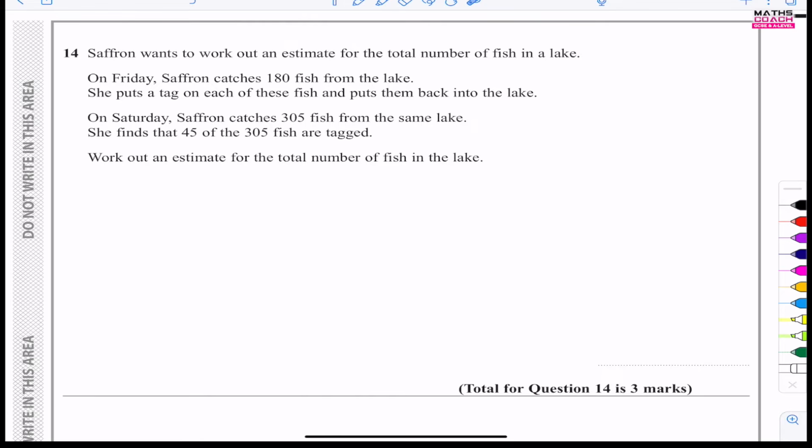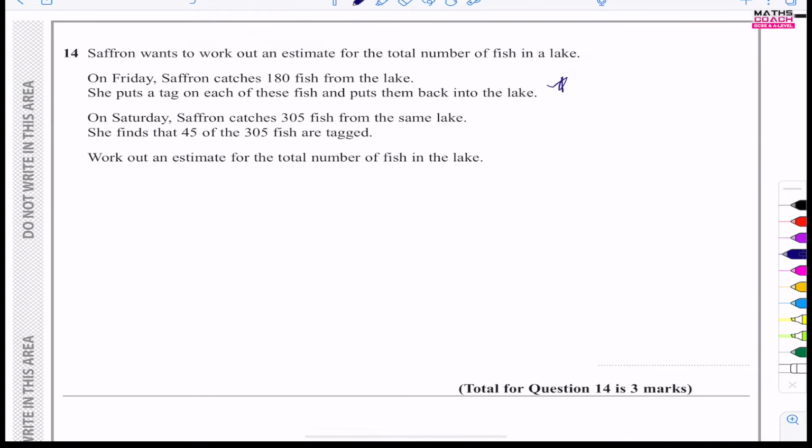All right, question 14. Saffron wants to work out an estimate for the total number of fish in a lake. On Friday, Saffron catches 180 fish from the lake. She puts a tag on each of these fish and puts them back into the lake. On Saturday, Saffron catches 305 fish from the same lake. She finds that 45 of the 305 fish are tagged. Work out an estimate for the total number of fish in the lake.